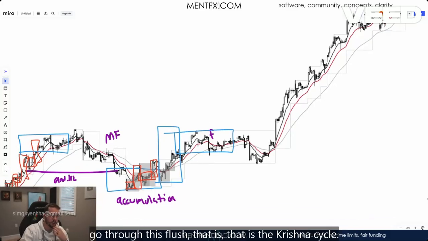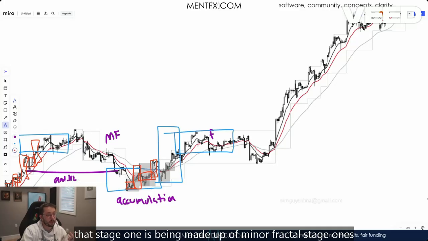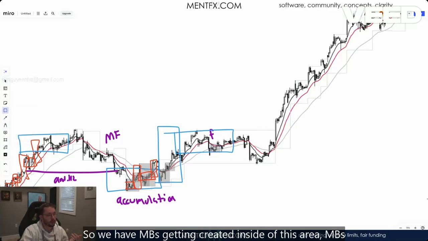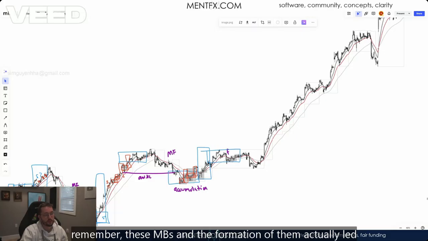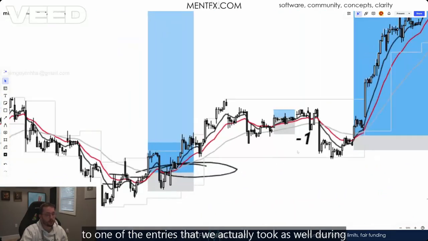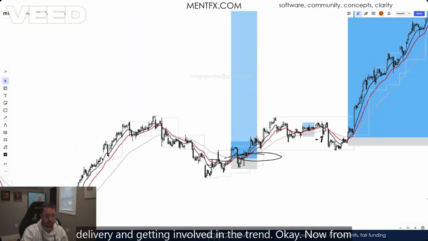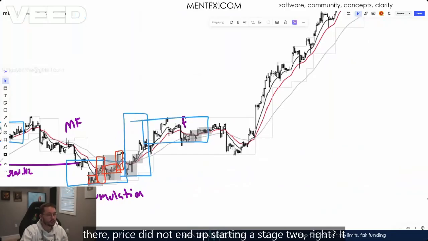Nonetheless, we go through this flush. That is the creation of the cycle. And again, that should create some kind of stage one into two. So at the moment, we already have that stage one. And again, that stage one is being made up of minor fractal stage ones and twos, which also are representations of the formation of MBs, since we understand stage ones and stage twos are created by MBs. So we have MBs getting created inside of this area, MBs getting created inside of this area, right? And if you remember, these MBs and the formation of them actually led to one of the entries that we actually took as well during that overall test of looking at stage one, stage two delivery and getting involved in the trend. Okay. Now from there, price did not end up starting a stage two, right?